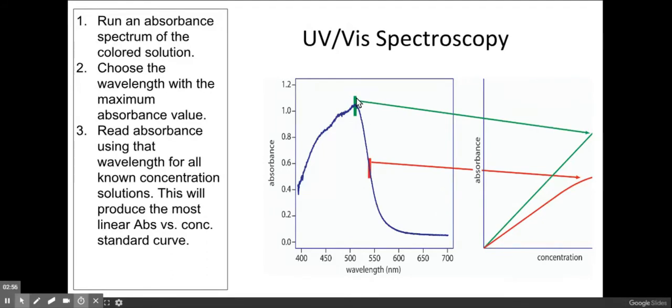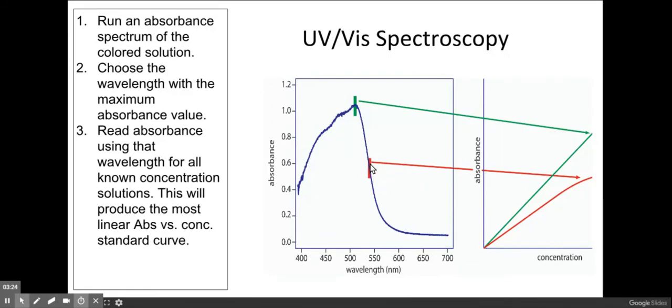Now, there's going to be a point on this curve where we have maximum absorbance, and we're going to see what that wavelength is right here. The wavelength at which we get maximum absorbance, if we run an absorbance versus concentration curve with standard known solutions, we're going to get a nice linear curve, and it's also going to give us the greatest change in absorbance for changing concentration that we can get.